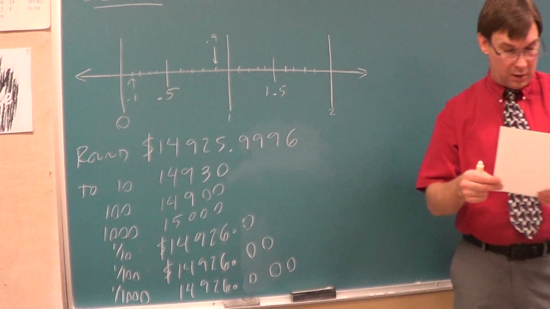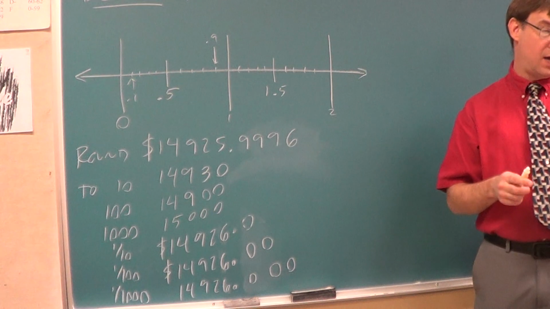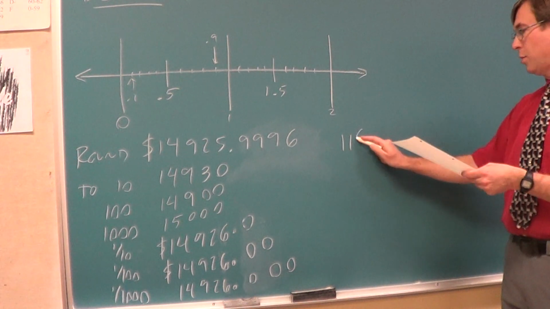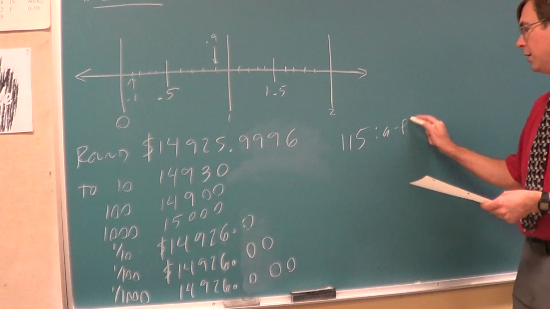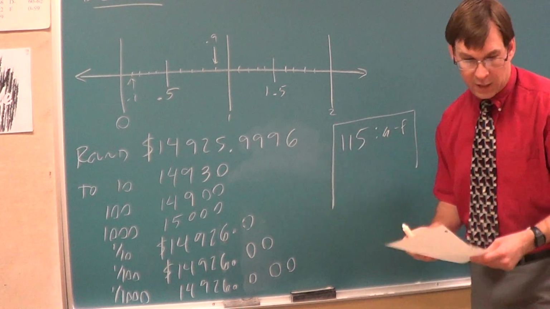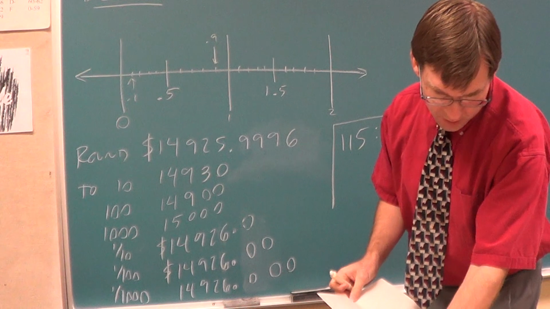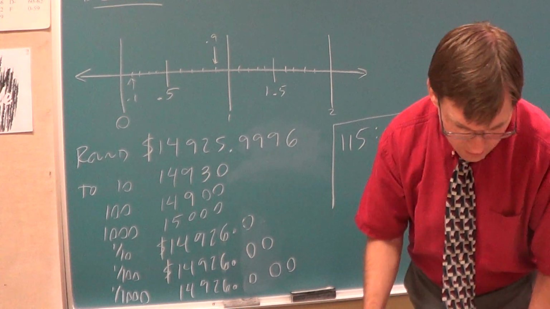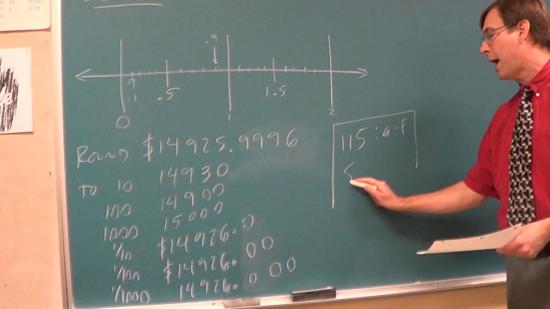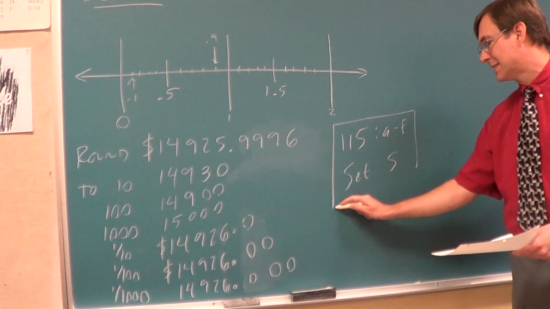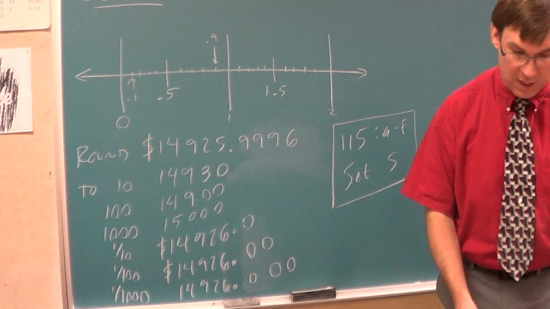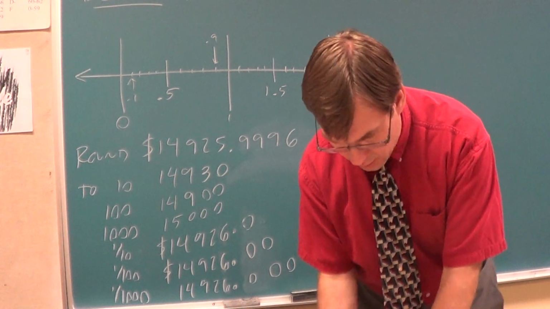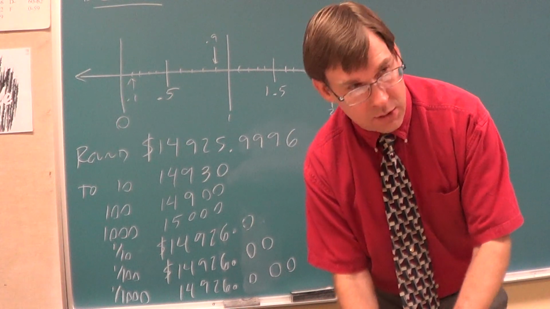Question about rounding, question about the decimal number line? So here's our homework. We're on 2 pages. On page 118, we're only going to do A to F. A to F is going to be the decimal number line. They're going to draw that there. So 115, A to F. On the back, we're going to do set S. Set S is going to be a bunch of rounding stuff, is all that's back there. Any questions about any of that?